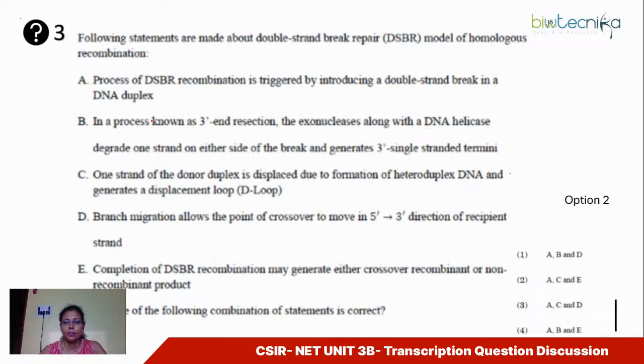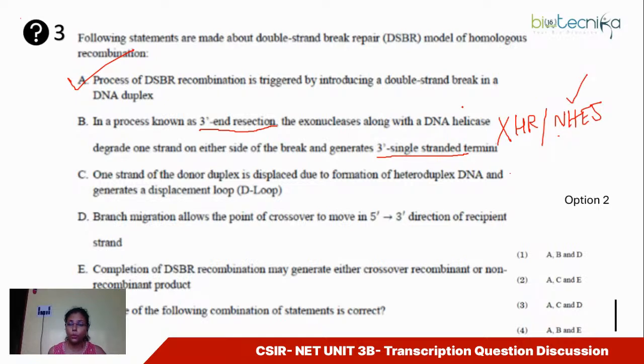Why? Because in double strand break repair, recombination is triggered by introducing a double strand break in the DNA duplex. So this is obviously correct, right? Double strand break, that is why we are going for the double strand break repair. So this is true. Now the next one, a process known as 3' end resection, generating 3' single strand termini. This is not related to your homologous recombination. This is rather related to your non-homologous end joining.